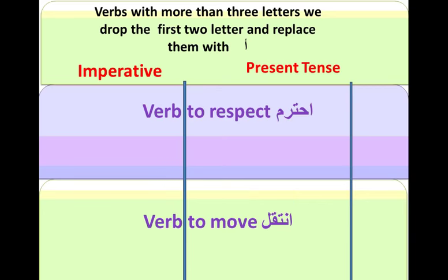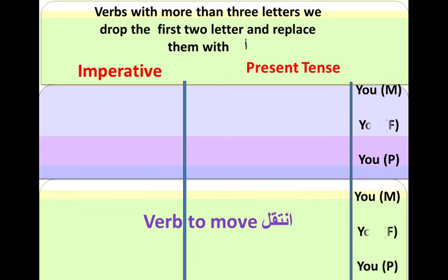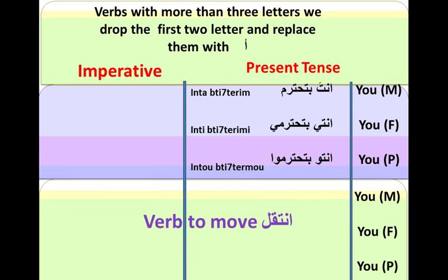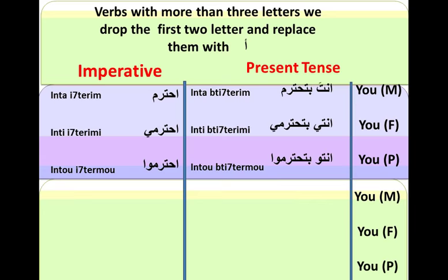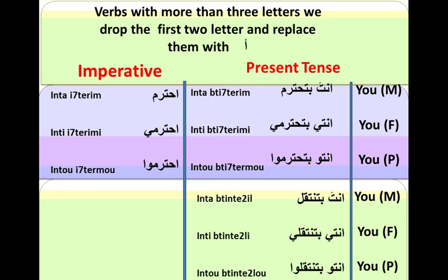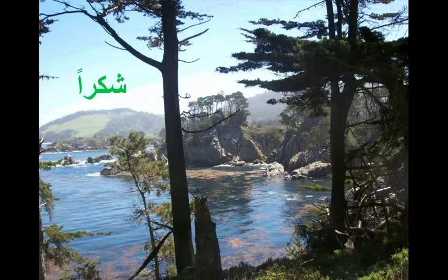Verbs with more than three letters, we drop the first two letters and replace them with alif. Verb احترم. انت بتحترم انت بتحترمي انتو بتحترمو. احترم احترمي احترمو. Verb انتقل. انت بتنتقل انت بتنتقلي انتو بتنتقلو. انتقل انتقلي انتقلوا. شكرا.